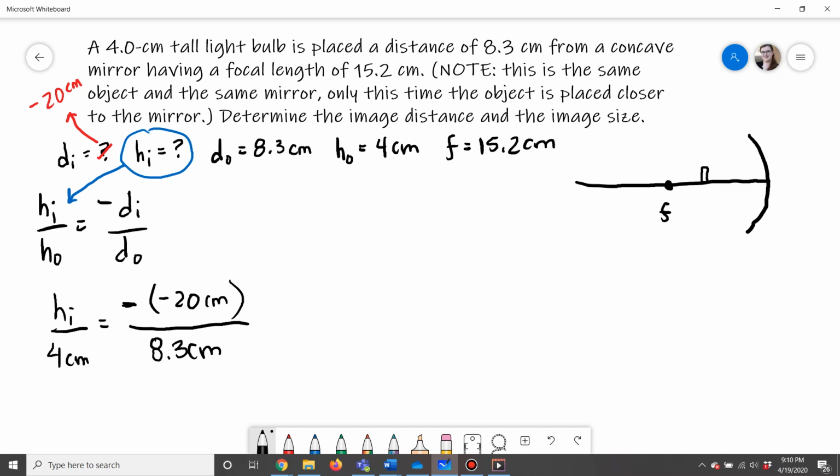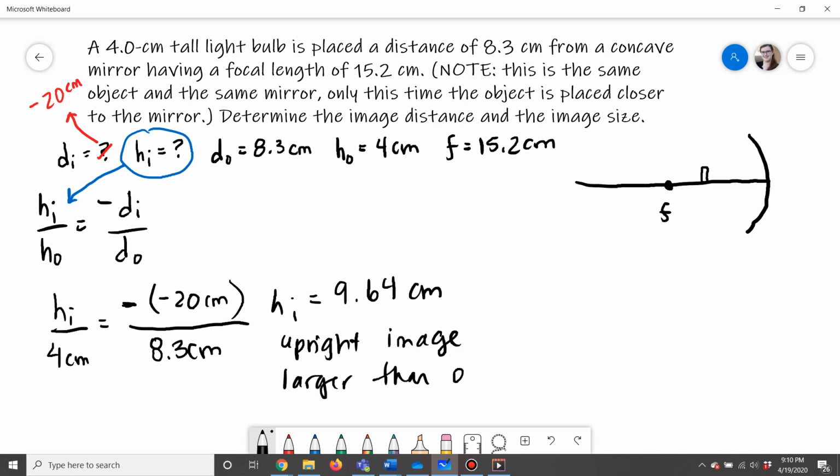So whenever I do that, I end up with an image height of 9.64 centimeters. So since this is a positive number, that means it's above the principal axis. This means it's an upright image. And since it's larger than the actual height of the object itself, we would say it's larger than the object.